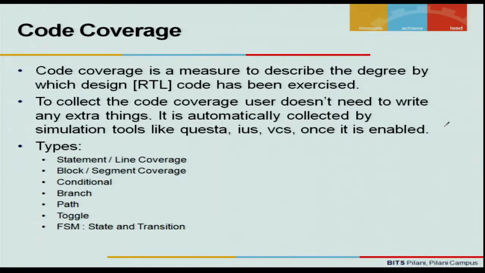Now there are different types of code coverage. Remember I told you while creating the verification plan, we need to decide what kind of code coverage we are going to cover in our verification. So there are different types of code coverage: statement or line coverage, block or segment coverage, conditional, branch coverage, path coverage, toggle coverage, and state machine coverage. We'll see one by one what all these different types are.